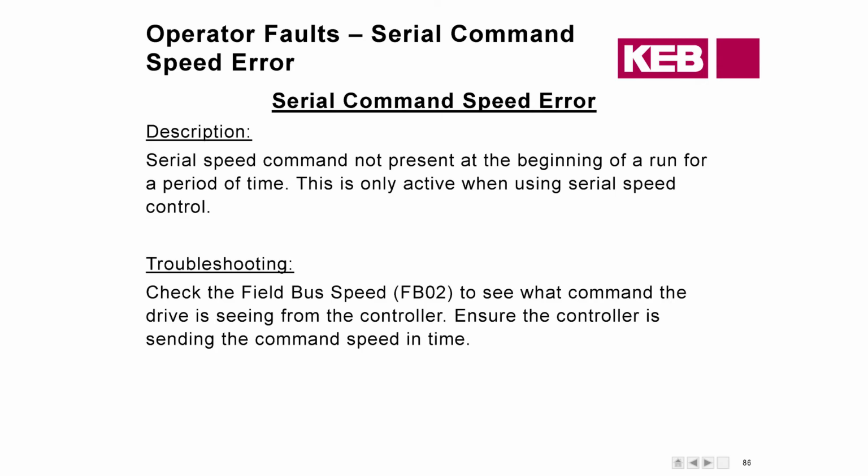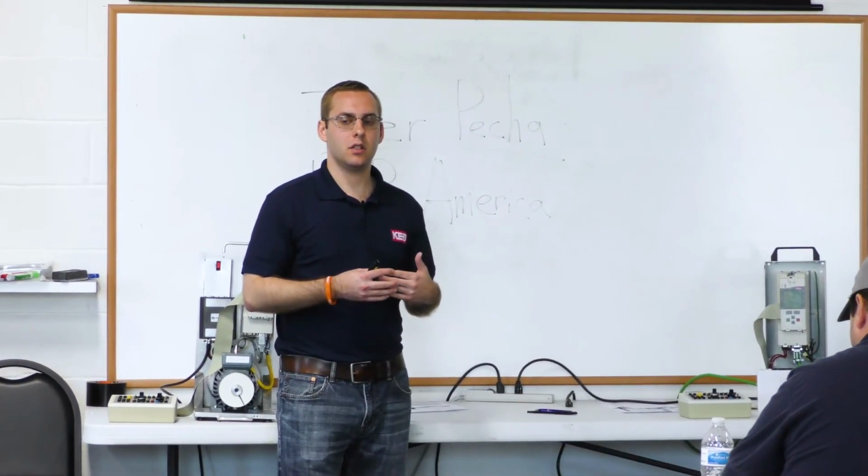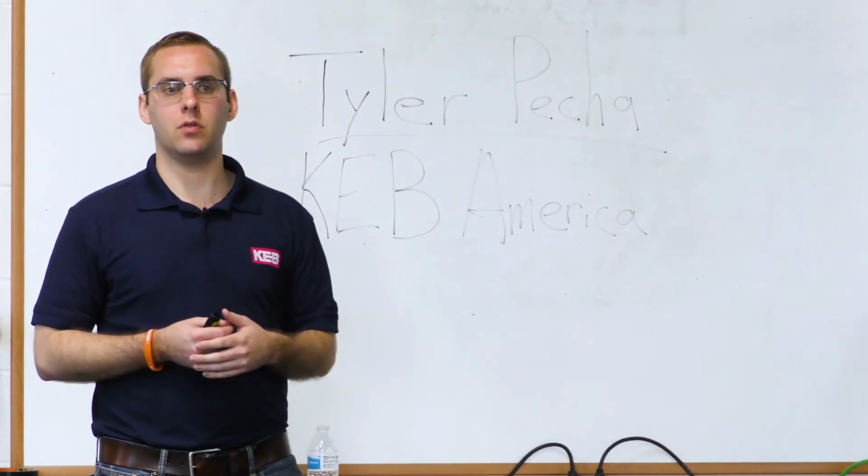For serial, if you're wondering about the command speed, you can look at the home screen, look at the command speed. That'll be in an RPM value. But if you actually want to see the raw data, what's coming directly from the controller, you can look at the field bus configuration, parameter FB2. That's going to provide an actual raw value. It's not going to have any units on it. That value gets scaled in the drive to correspond to an RPM. But if you want to see what's actually coming across the field bus from the controller, FB02.